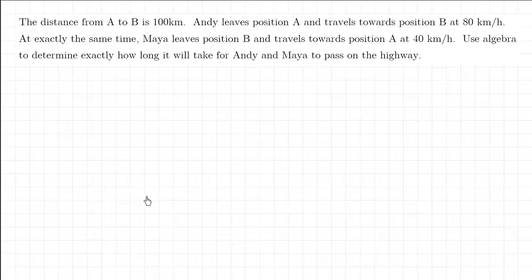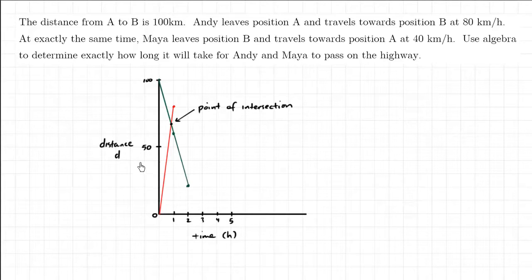While it's not necessary to sketch a diagram, it might be helpful to do so, just to make sure that we minimize errors. So recall that we have a distance time graph, and Andy here is the red line. He's traveling at 80 kilometers per hour. So 80 kilometers within 1 hour would mean that in 1 hour we're going a distance of 80. So here, this final position is at distance 80.